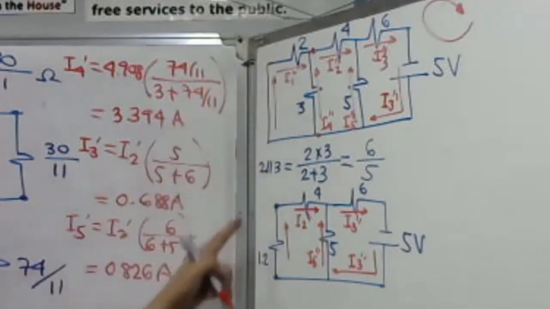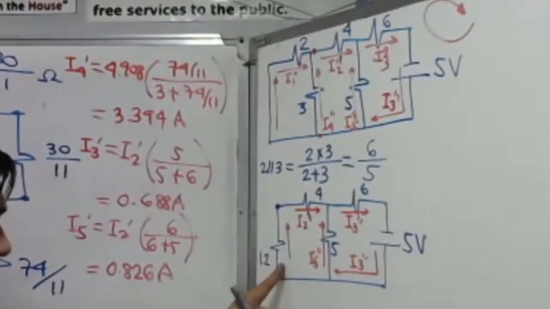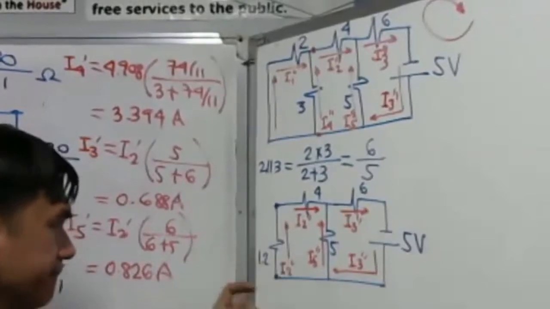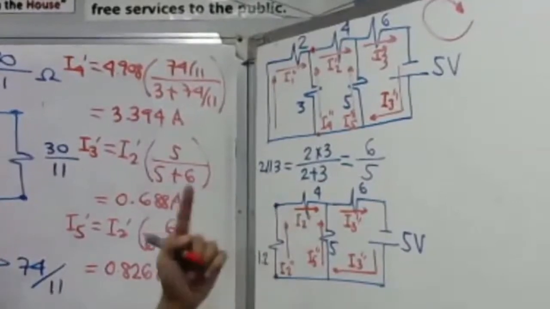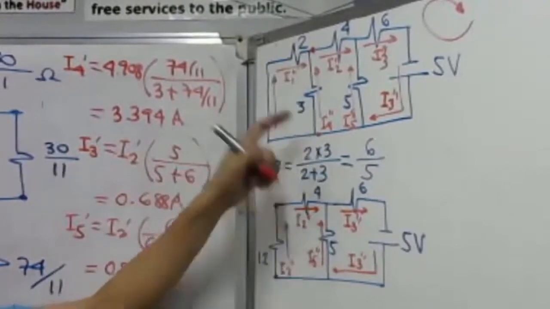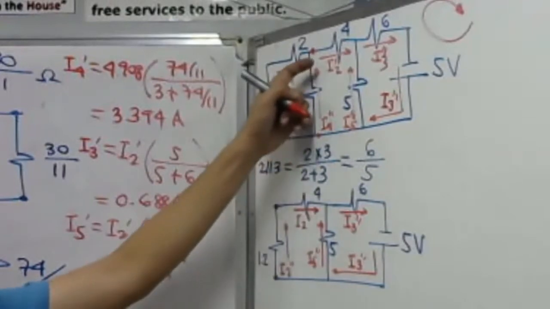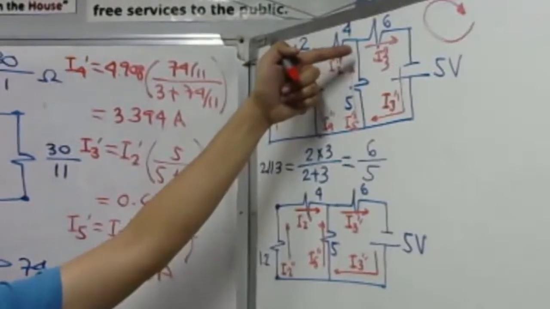The 2 is in parallel with 3, so there is an equivalent of 1.2 here. Therefore, what current is this? Take a look. This current is also our I2 double prime. Agree? Because this current is also this current. It's just that at this node, I1 double prime plus I4 double prime is equal to I2 double prime. The current entering is equal to the current leaving. Right?